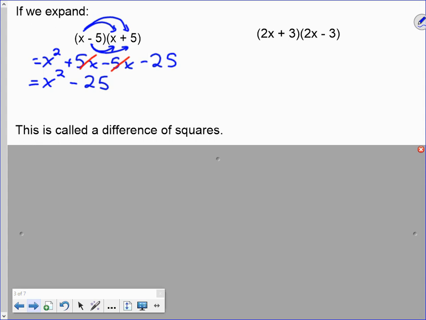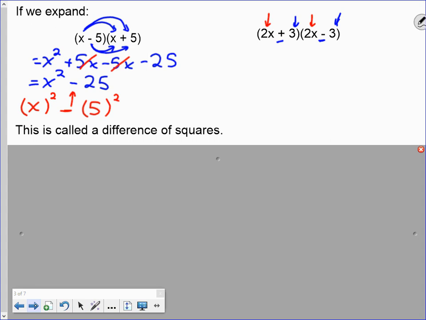We call it a difference because we're subtracting two things, and it's a difference of squares because this first term here is x squared, and this second term here, 25, is 5 squared. So it's something squared minus something else squared. And that's going to happen every time we see this pattern where we've got the same terms in our brackets, with the opposite sign in between them.